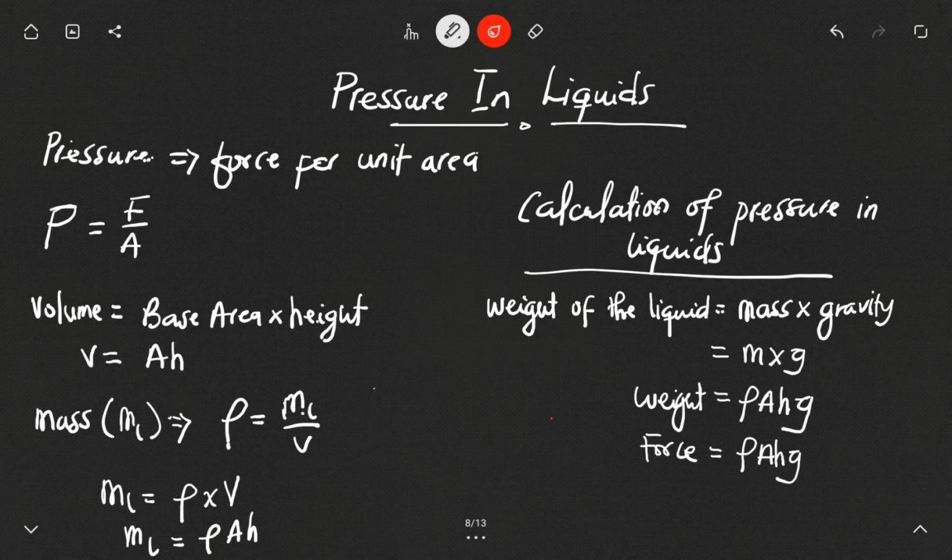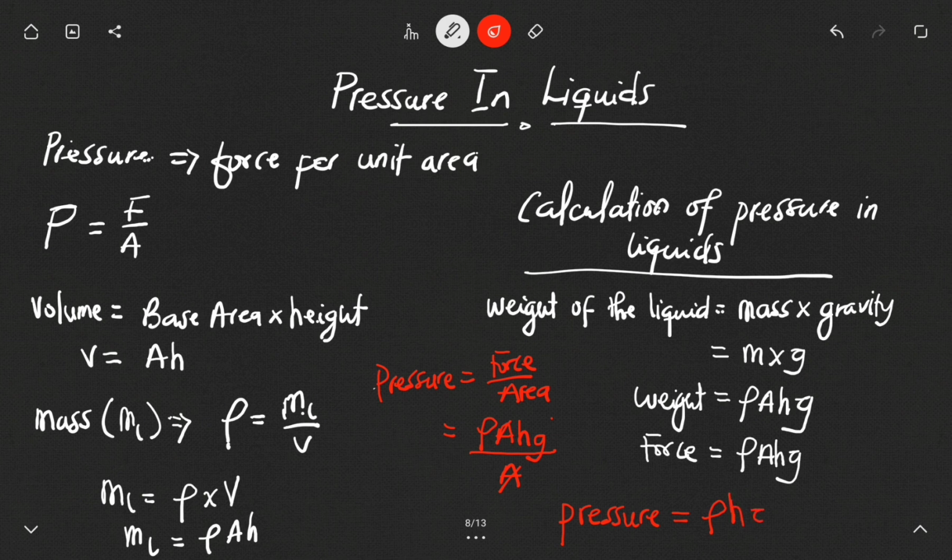Now let's look at something. We said that pressure is equal to force over area. Now we agreed that the force of the liquid is equal to the density rho multiplied by the cross-sectional area A multiplied by height and multiplied by gravity, all divided by area, which is A. So the area will cancel the area over here, and therefore our pressure will be equal to the density multiplied by height multiplied by gravity. So this is the expression that we are looking for, or we'll be using in our calculation.